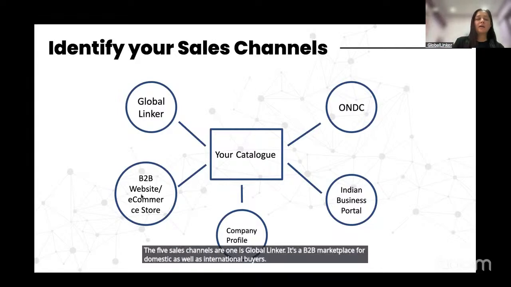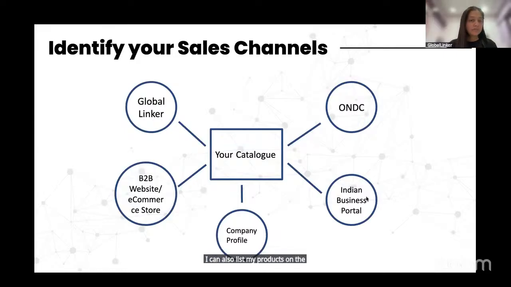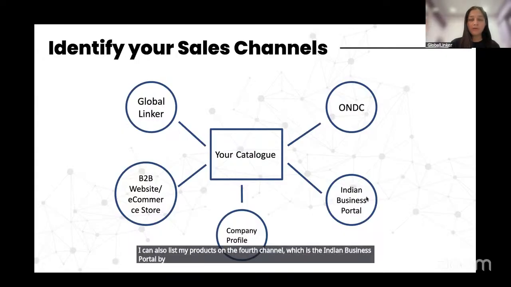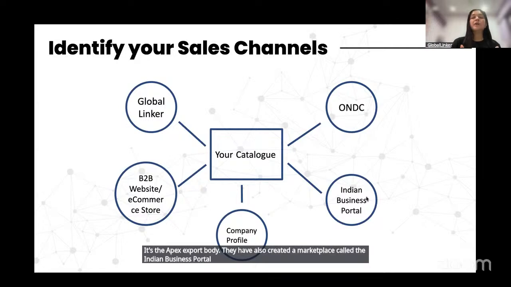The second is I can also create my own B2B website and e-commerce store. The third is I create my own business profile, which you just saw, and my products are displayed over there. I can also list my products on the fourth channel, which is the Indian Business Portal by FIEO, the Federation of Indian Export Organizations. It's the apex export body. They have also created a marketplace called the Indian Business Portal. Because of your account on Global Linker, you can list your products over there as well.